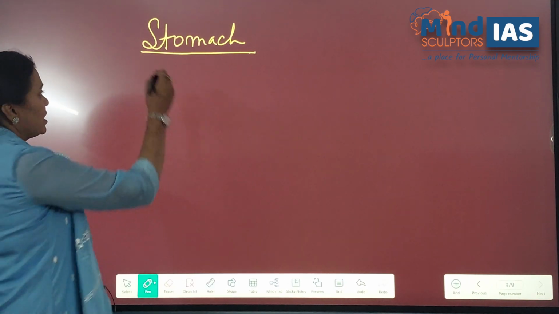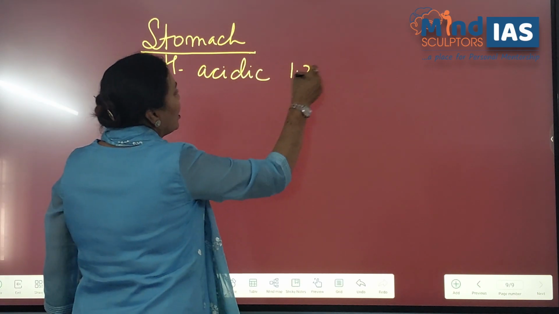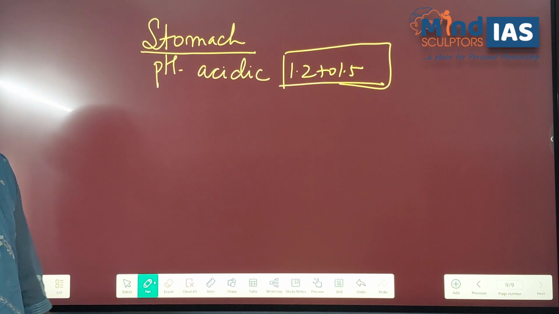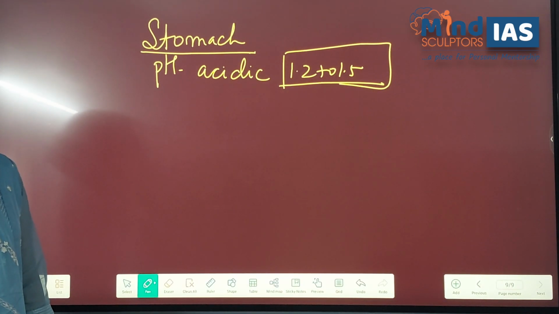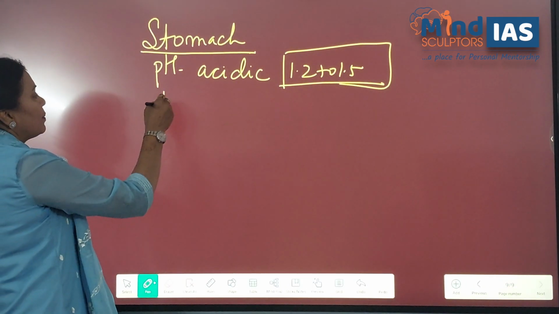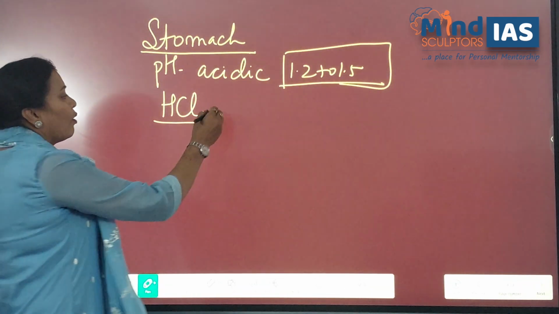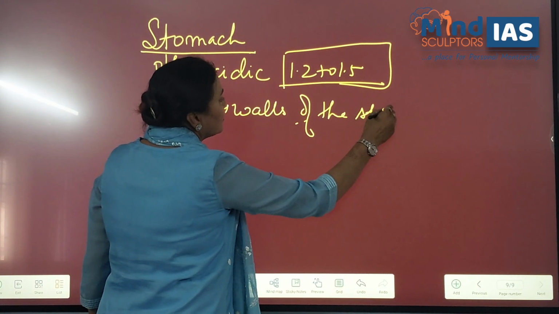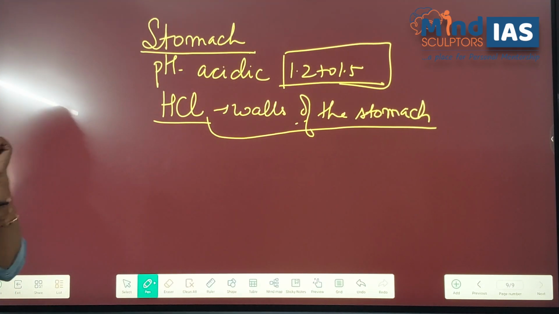So in the stomach, if you see the pH, it is acidic. It is around 1.2 to 1.5, the pH value in the stomach. So it is completely acidic. Now the question will come: why is the pH acidic in the stomach, or who is responsible for this acidic pH? The stomach produces an acid called HCl, hydrochloric acid, produced from the walls of the stomach, and this HCl is responsible for this acidic pH.